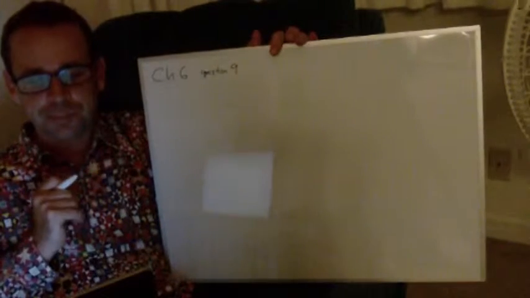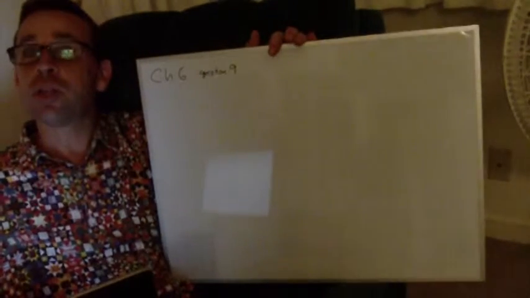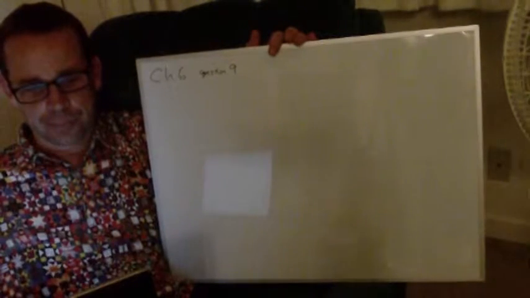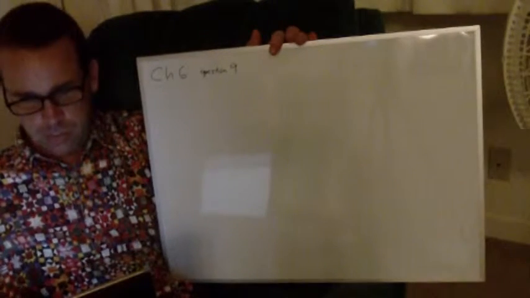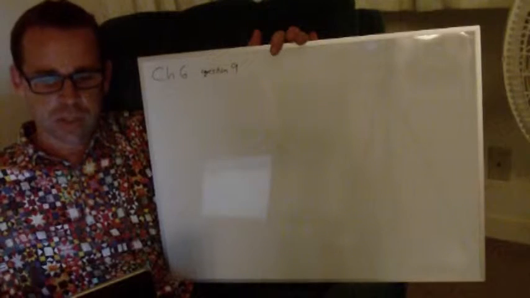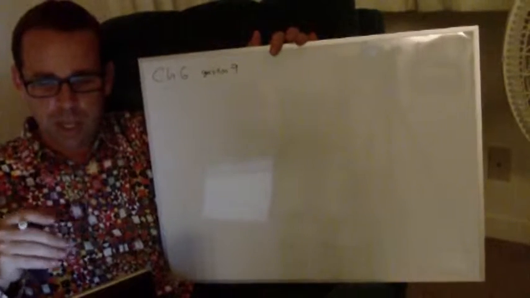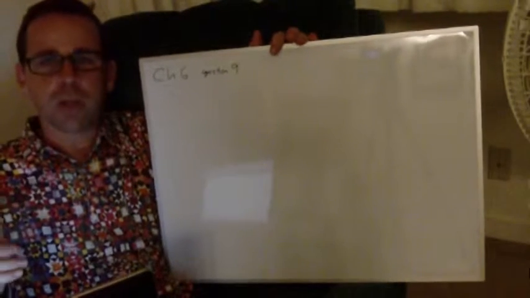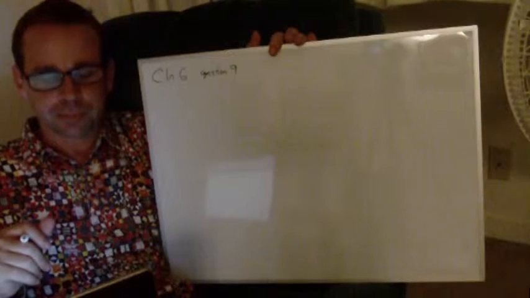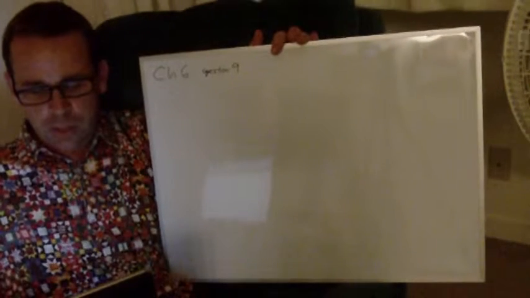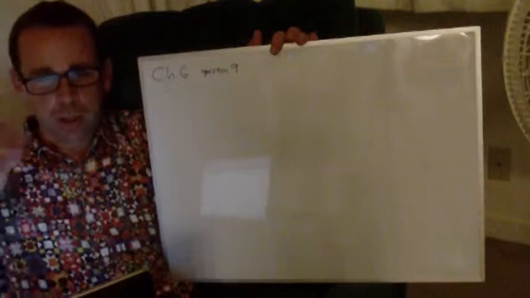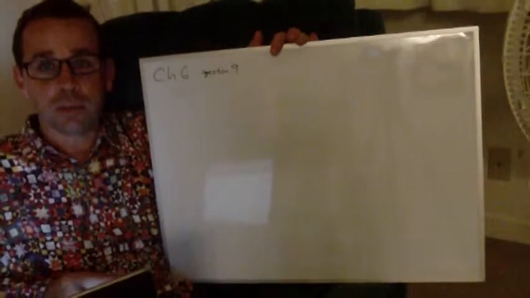All right. Chapter 6, question 9. The question says, which set of three quantum numbers, n, l, and m sub l, correspond to a 3p orbital? To answer this question, we need to remember what the 3p refers to when we talk about a 3p orbital.